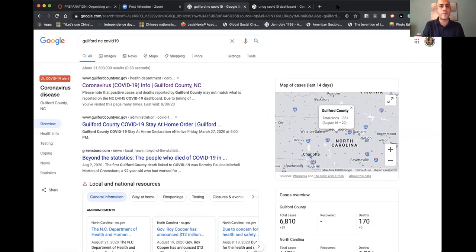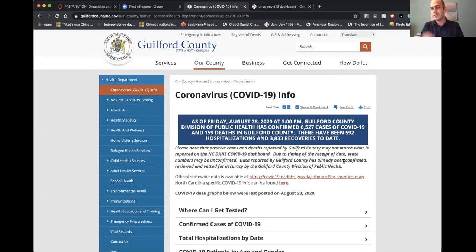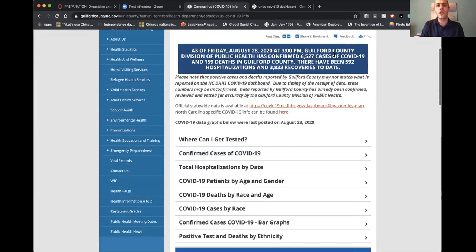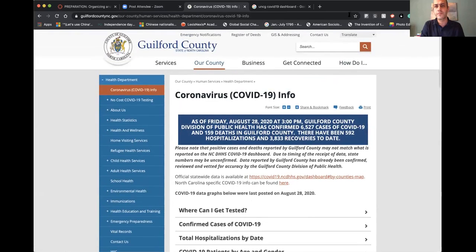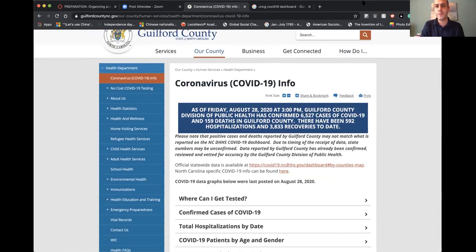I hope you can see my web screen right now. So I searched for Guilford County, North Carolina, COVID-19. There's a Guilford County, North Carolina.gov page. They have this COVID-19 dashboard you might find interesting. There are some nice statistics here that I watch. Can you all see my screen right now? Okay, great, thank you.